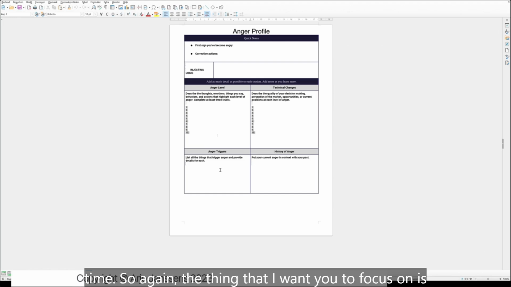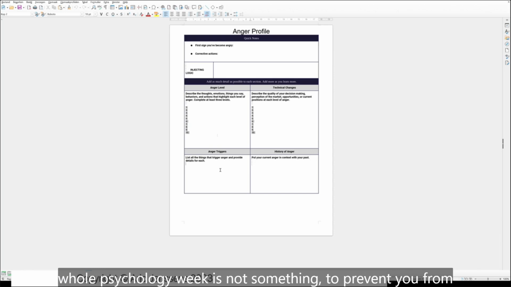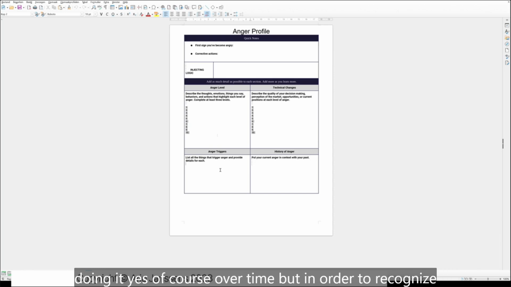So again, the thing that I want you to focus on is that I want you to fill in the profiles right here. And what I want you to focus on as well and keep in mind is that the first time that you recognize a cycle, you might still mess up. You might still overtrade. Perfect. As long as we learn from the experience, that is important. The whole psychology week is not something to prevent you from doing it. Yes, of course, over time.